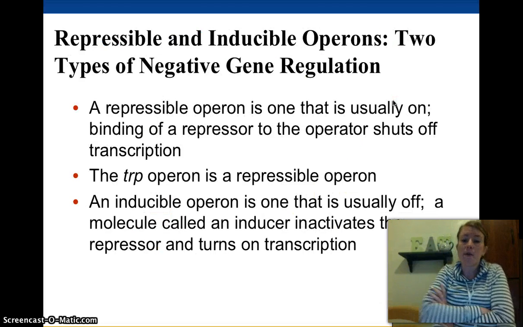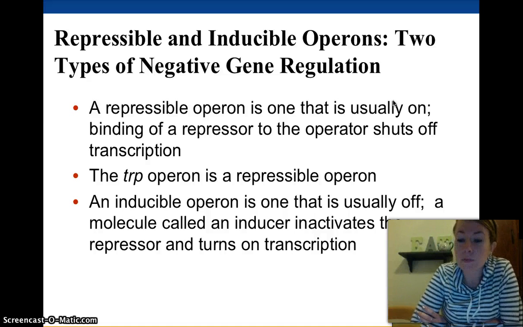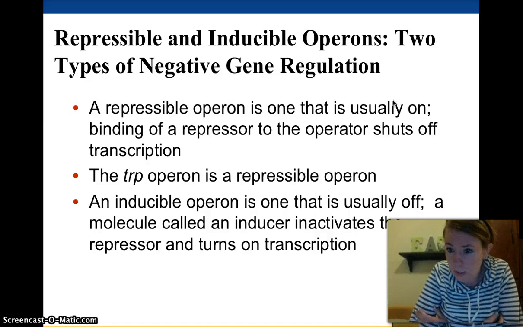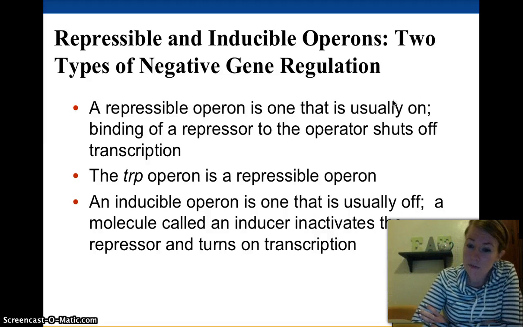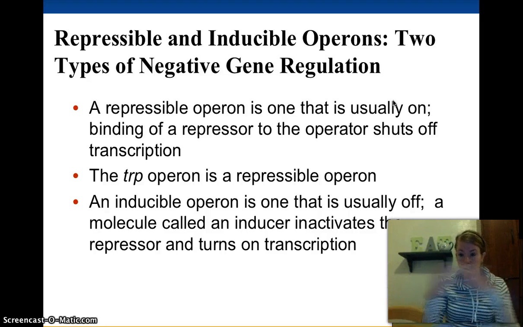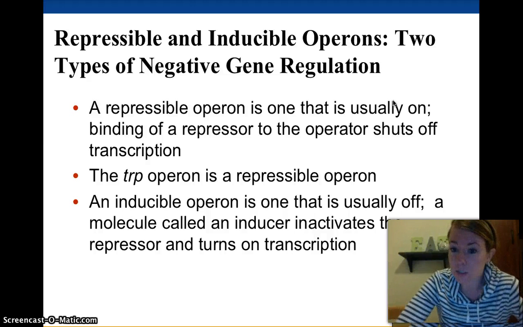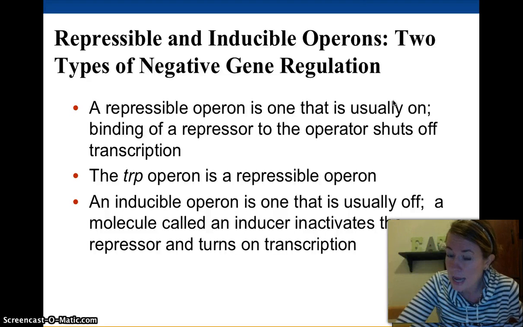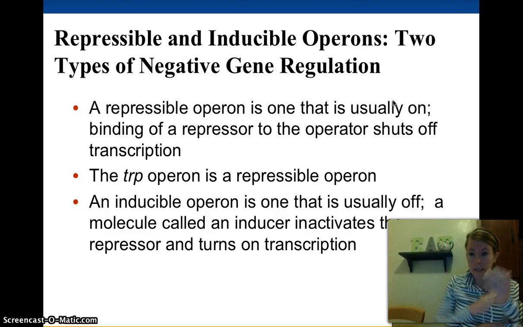Okay, so a repressible operon is one that is usually on. The Tryptophan is a repressible operon. It's usually on, right? But when we bind the repressor to the operon, we turn it off. So a repressible operon is one that's on. It's able to be repressed. An inducible operon is one that's usually off, and so we can induce it. We can turn it on.